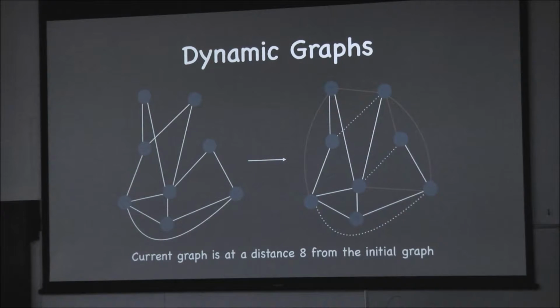So for instance, the graph on the left and the graph on the right are at a distance of 8 from each other, as it's the symmetric difference of the set of edges. In dynamic problems, for any graph problem, we essentially want a solution. If we already have a solution and the input changes, we would like to maintain a solution for the new input. So that's the setting we are in.